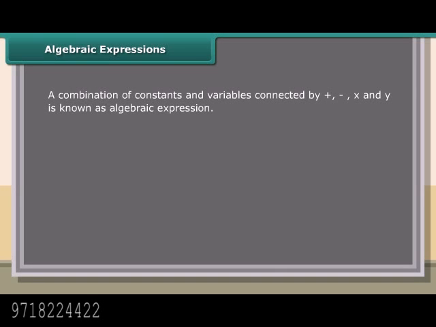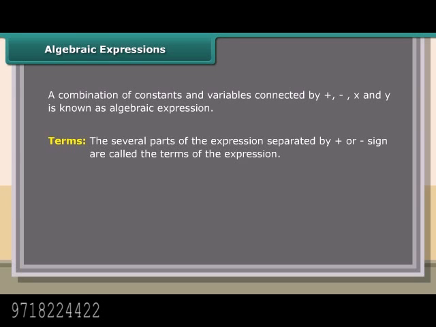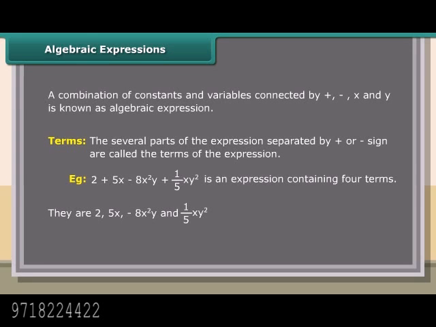Algebraic expressions. A combination of constants and variables connected by plus, minus, multiplication, and division is known as an algebraic expression. Terms. The several parts of the expression separated by plus or minus signs are called the terms of the expression. Example, 2 plus 5x minus 8x square y plus 1 upon 5 xy square is an expression containing 4 terms. They are 2, 5x, minus x square y and 1 upon 5 xy square.